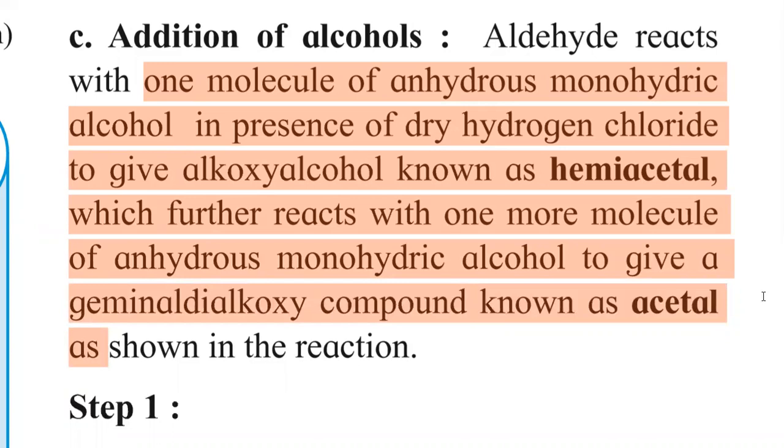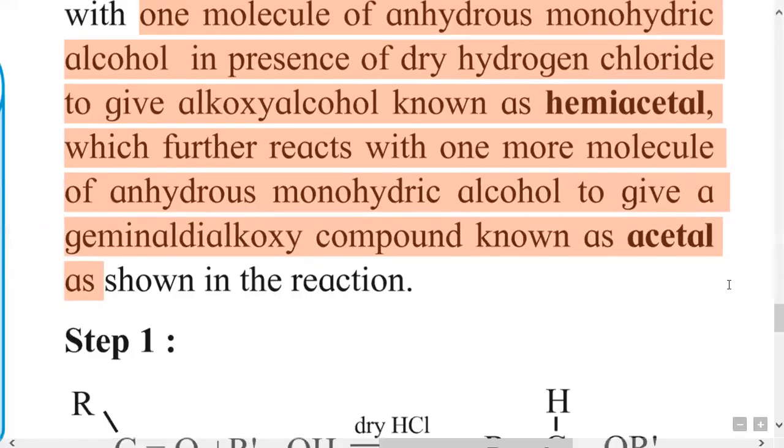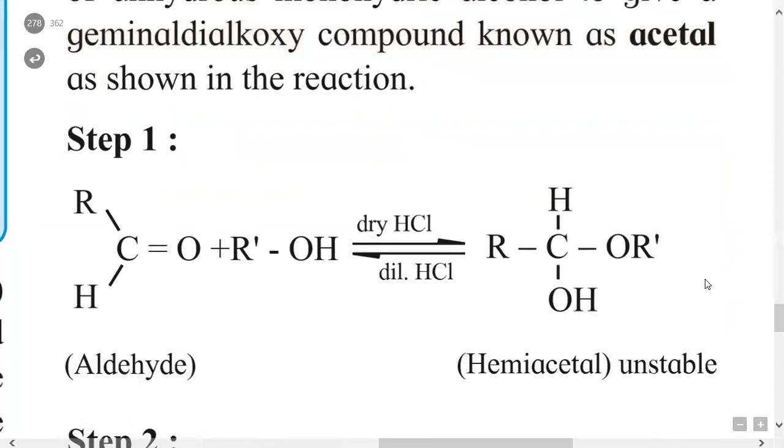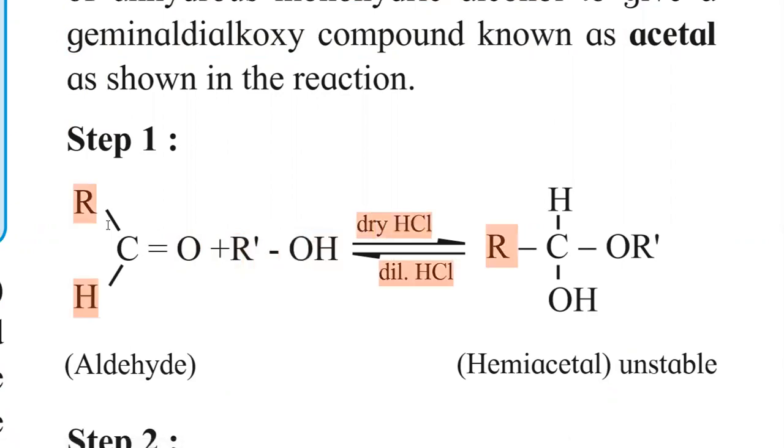It is called an acetal. So formation of hemiacetal and acetal takes place in two steps. Step number one: this is the general formula of an aldehyde. When it reacts with a monohydric alcohol, R-OH, the reaction takes place in the presence of dry HCl.